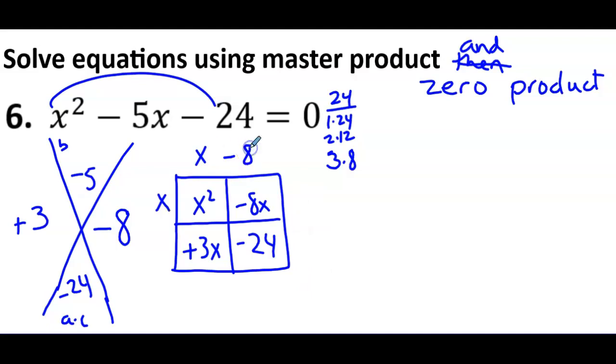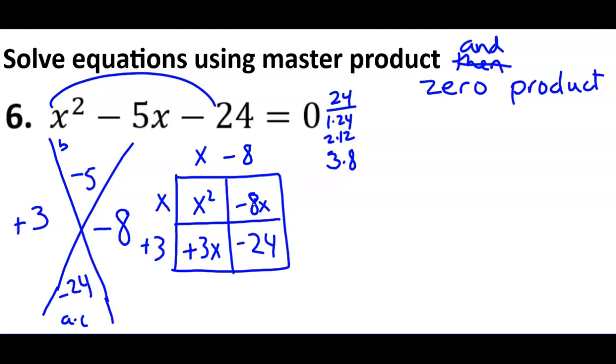-8. Good. What number do these have in common? +3. How do I know that this is +3 and this is -8? I've got to look. X times what is -8x, right? X times what is 3x, okay? So now I've got my answer.